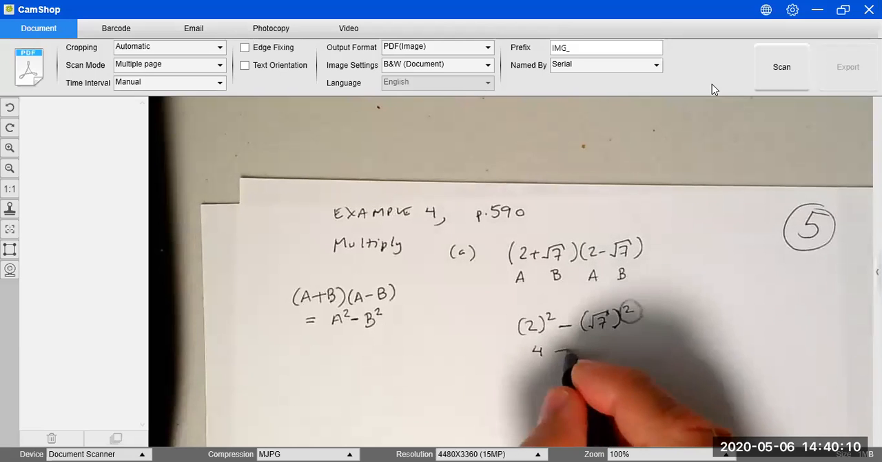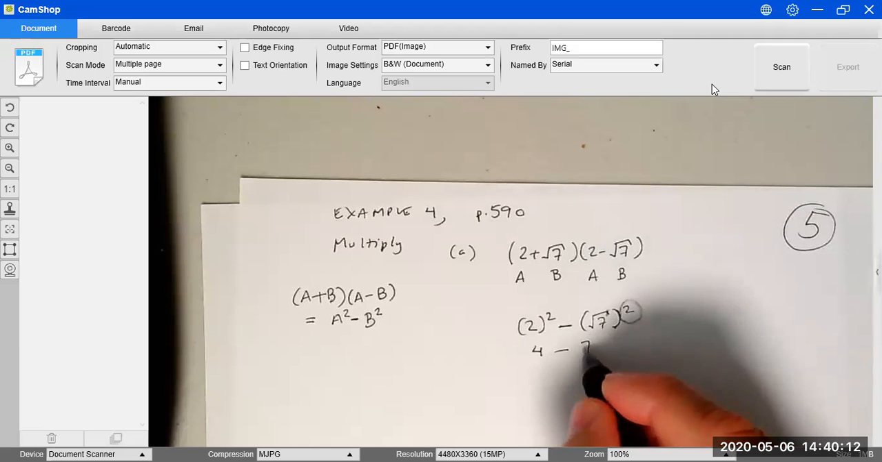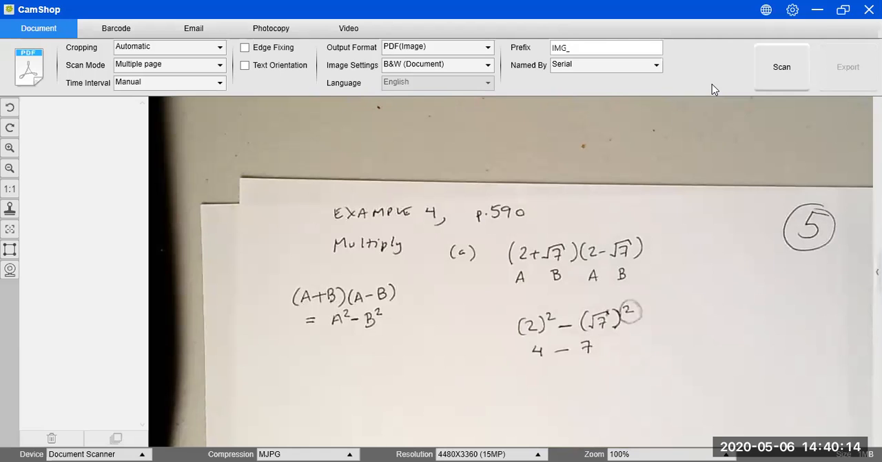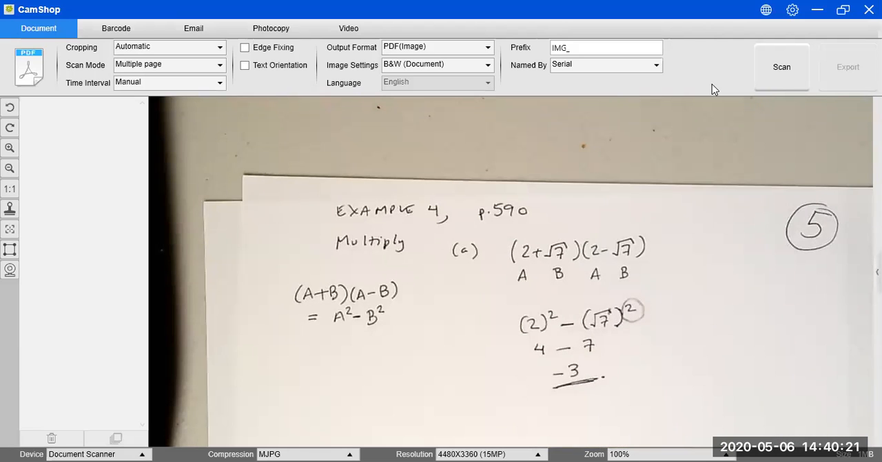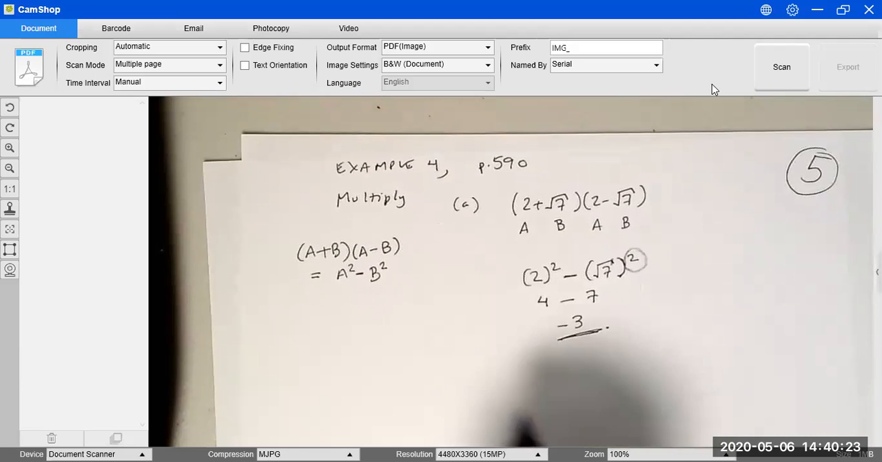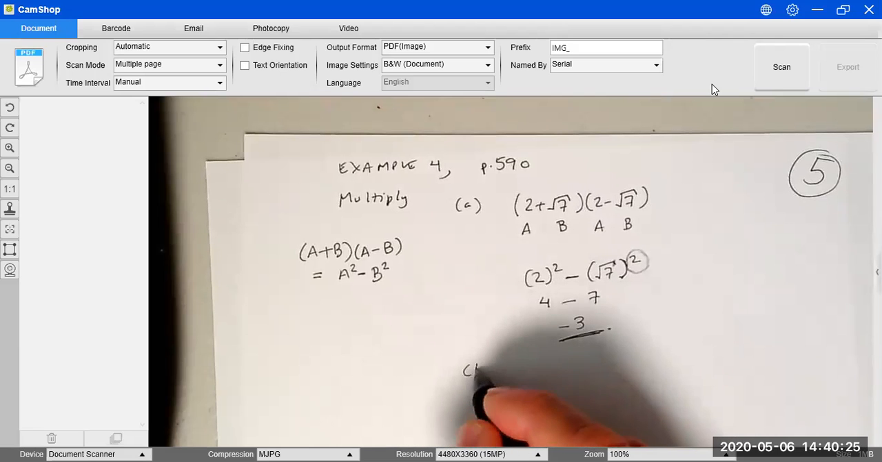So here you have this negative, and then you end up only with 7 here. So what is 4 minus 7? It's going to be negative 3. So that's the final answer for this part of the example.